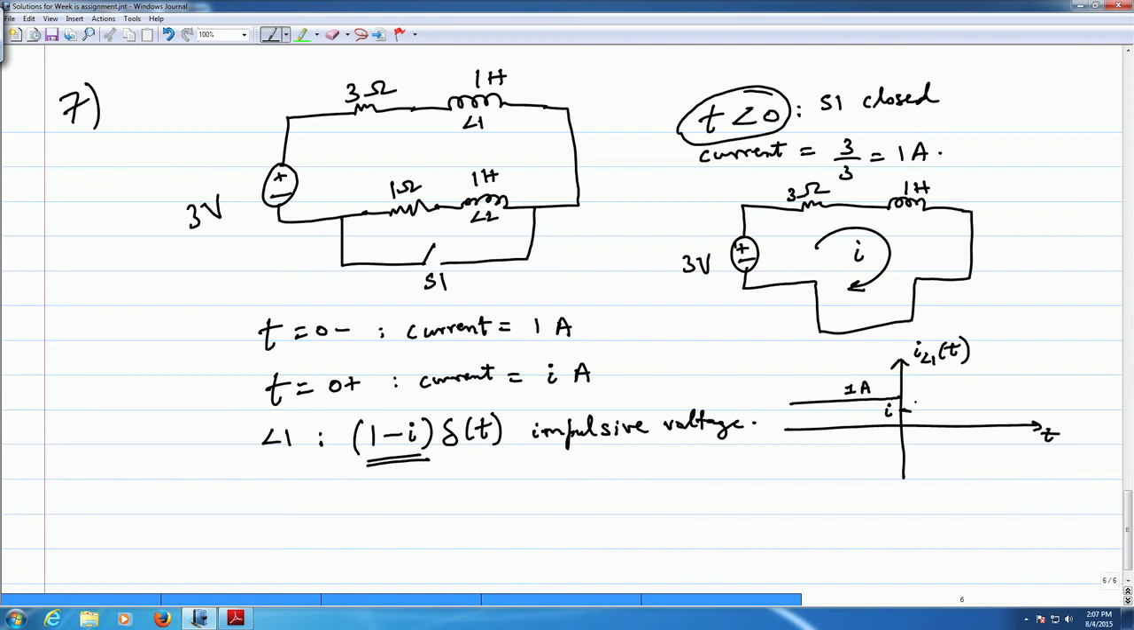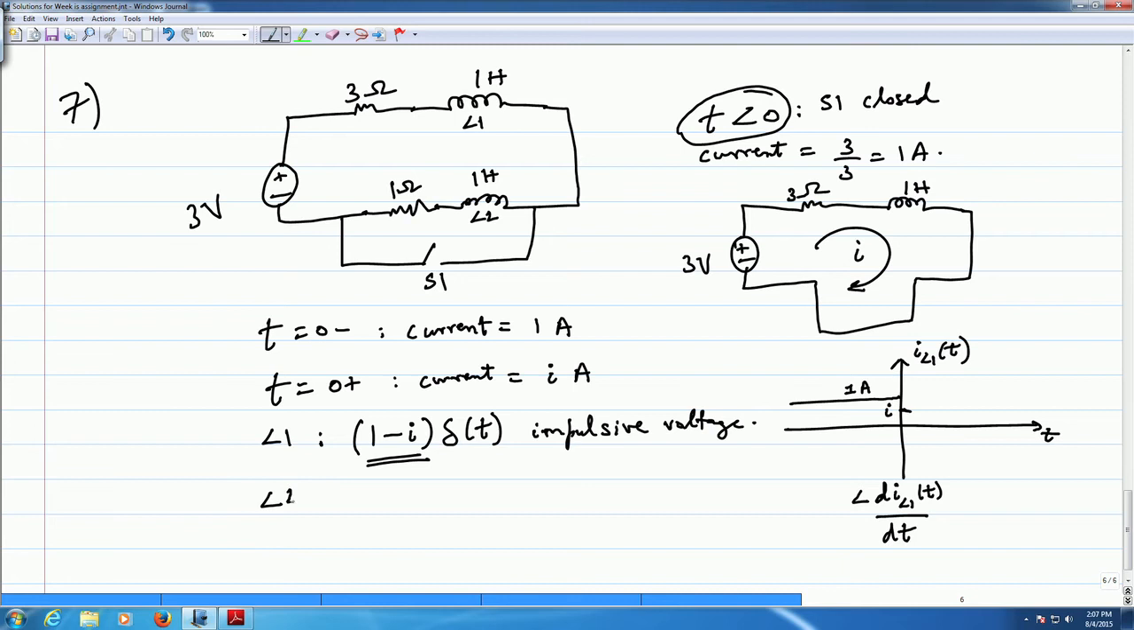Okay. So, now the impulsive voltage is actually L times d IL1 of t by dt, right, and that is going to be (1 minus I) delta of t, and you have to take a suitable direction there. I am taking the direction the other way. Okay. So, it goes (1 minus I) delta of t, and L is equal to 1. So, simply that is the impulsive voltage.